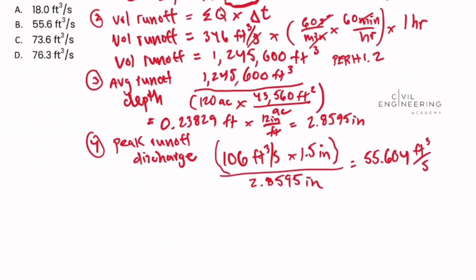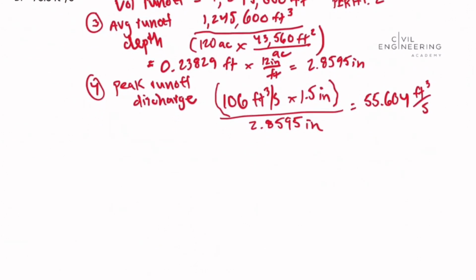First off, let's check back here in step 4 and let's make sure our units work out. So we had the 106 cubic feet per second discharge times the 1.5 inches in the numerator. Then we divided that entire quantity by 2.8595 inches. Well, our inches cancel out, and that leaves us with 55.604 cubic feet per second. So our units work out in that.